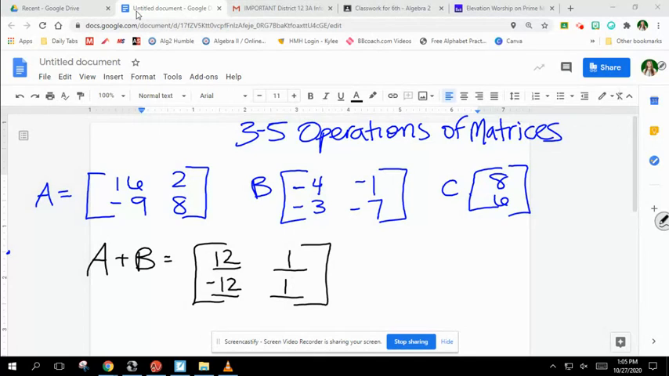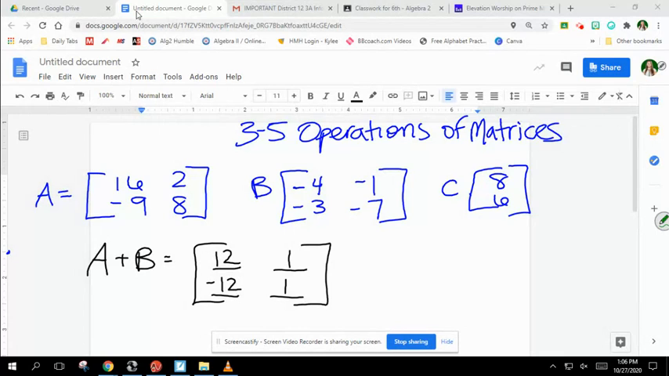So exactly what you think would happen is what happens. Corresponding parts, or locations, top left and top left, you add to get to that top left. Top right, you add. And it doesn't matter the order that you do it. -9, add -3. 8, add -7 is 1. Okay, so that one makes sense.